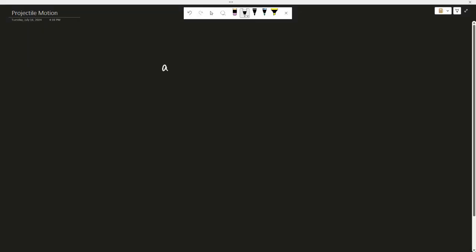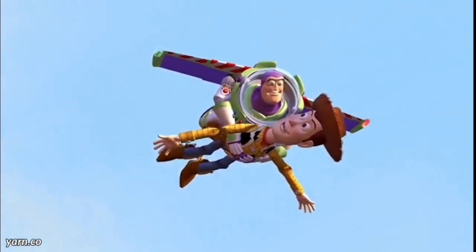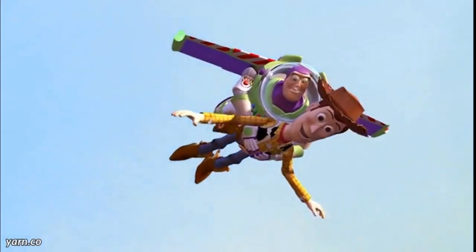An object in projectile motion only has an acceleration of 9.8 meters per second squared down. This is because it's only under the effect of gravity in the y direction. Now, this may sound a lot like free fall if you watched our video on free fall, and that's true, except in this case, we're going to add an x direction. The object isn't accelerating in the x direction. You may think this is flying, but this isn't flying, this is falling with style.